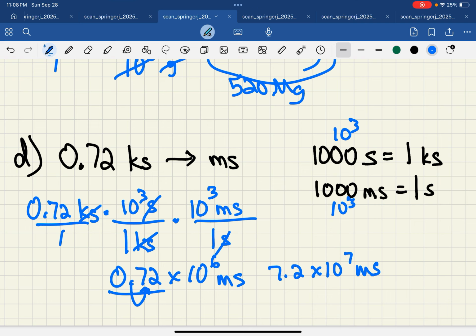Maybe it's 10 to the 5th. Now you're not having much confidence in me. I think it's to the 5th. It's 10 to the 5th. 7.2 times 10 to the 5th. You are correct. All right, so there's the answer for that one.